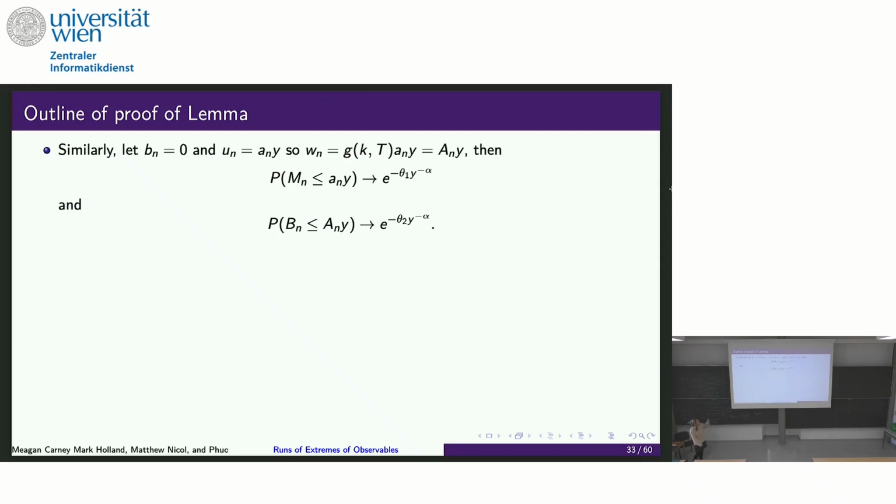So in a similar way, let's let Bn be 0, Un to be An times Y, and Wn to be G, so some function of the window size and the map, multiplied by An times Y.